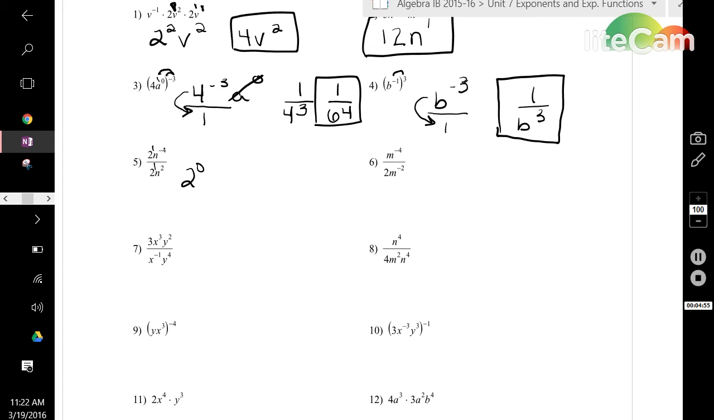For the n's, if I subtract those exponents, negative 4 minus 2 is negative 6. So I have n to the negative 6th power. As we said in a previous example, anything to the 0 power is just 1. You can write 1 or you can just cancel it out. It's not necessary. And you cannot end a problem with a negative exponent, so you have to take the reciprocal. To make it positive, it goes to the bottom. So I'd have 1 over n to the 6th power.